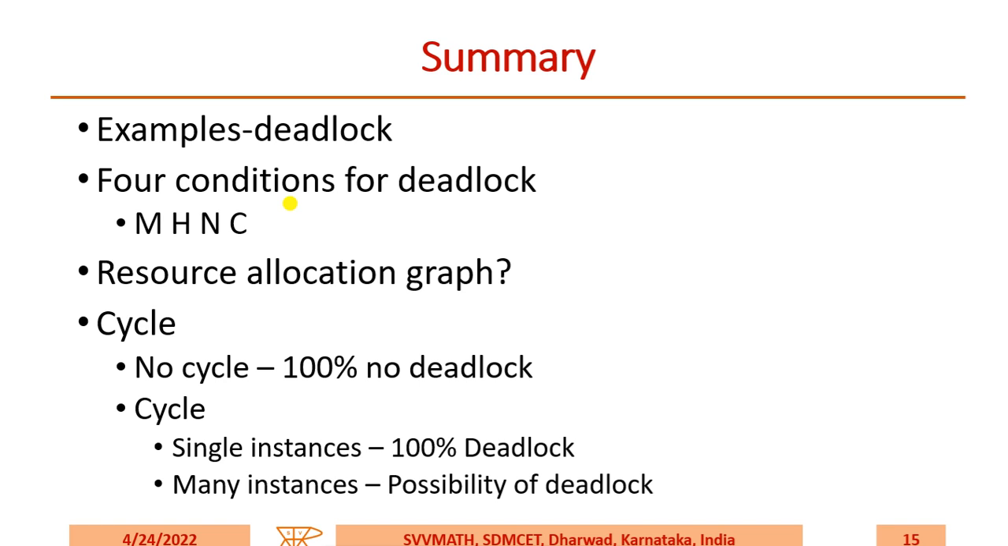Summary, what all we have discussed. There are 4 conditions for a deadlock. Then the resource allocation graph, why we use it, and the cycle. Whether there is only one instance, many instances, or no cycle. No cycle, no deadlock. Cycle with single instances, deadlock. Many instances, there is a chance of deadlock.